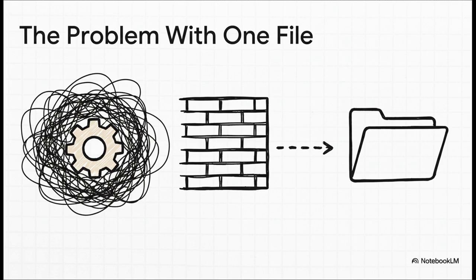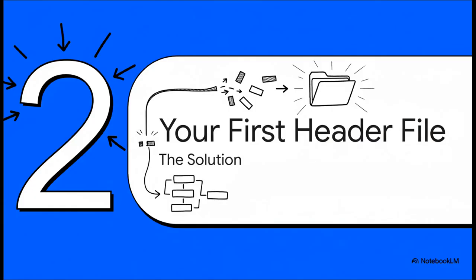But the biggest problem, by far, is that our poor myInteger class is basically trapped inside that one file. What if you want to use it in a different project? Your only choice is to copy and paste. And trust me, that is a one-way ticket to a world of pain and bugs. So how do we fix this? We break free. It's time to create our very first header file. This is how we're going to separate our code and, finally, make it reusable.